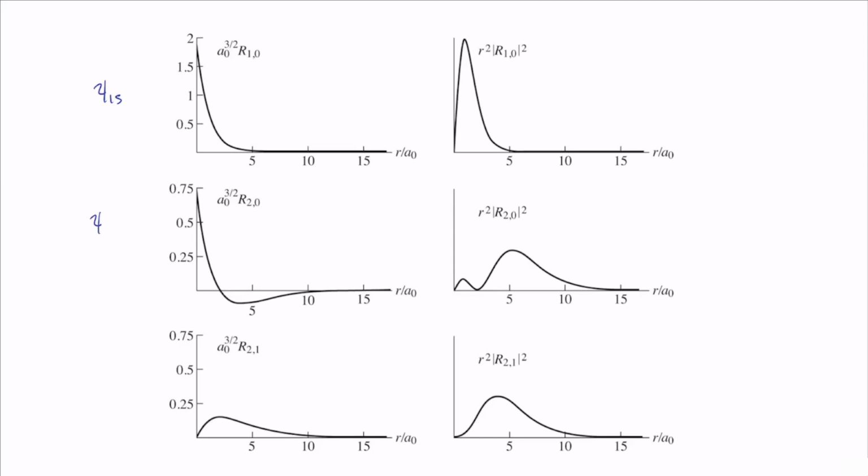And then we have the radial distribution that corresponds to the 2s, and then on the bottom row we have the radial distribution that corresponds to the 2p eigenfunctions. So let's start by looking at the 1s radial distributions.